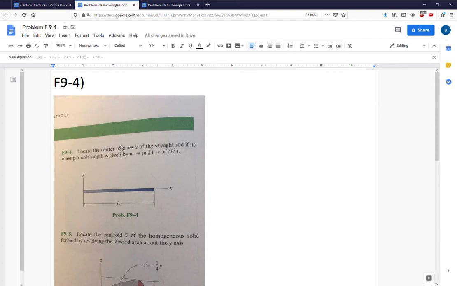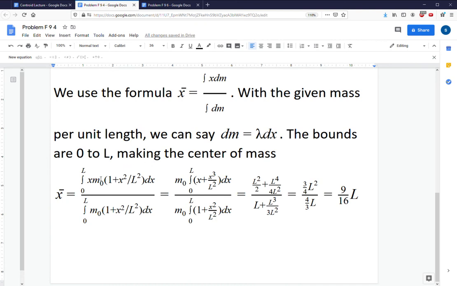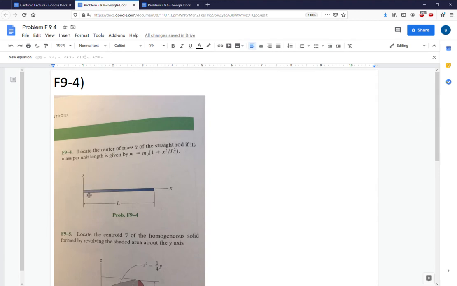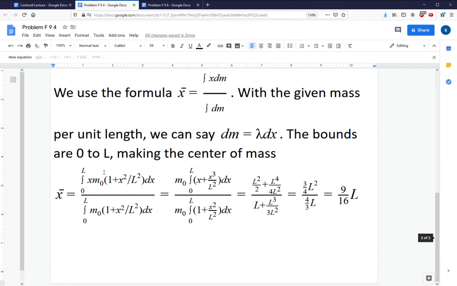This is a linear mass density, which means that we can break this bar up into tiny pieces along the x-axis. Each piece has a width dx, and so each piece has a mass of m naught times 1 plus x squared over L squared dx. Finally, this bar starts at x equals 0 and ends at x equals L, which means our bounds of integration are from 0 to L.